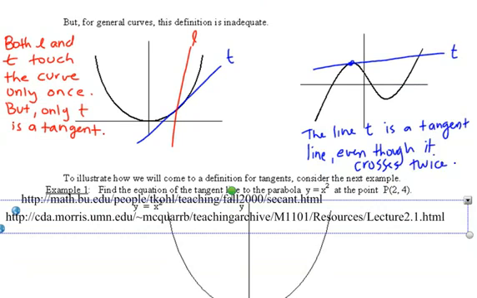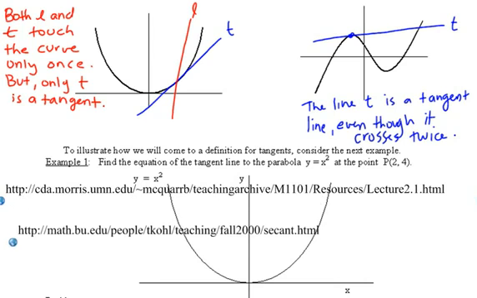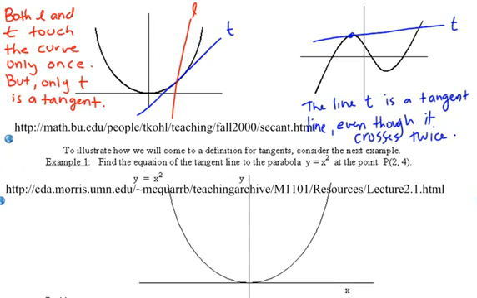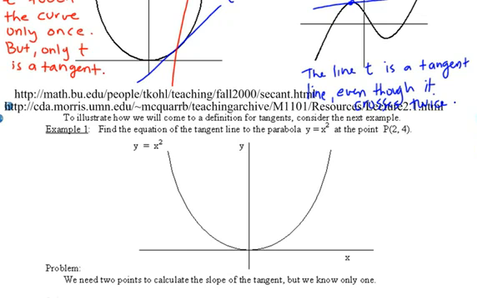Okay, so to illustrate how we come to a definition for tangents, we're going to consider the next example. Where do I move these? Up here. We'll get to those in a second. So here's our equation, y equals x squared. And it says find the equation of the tangent line to the parabola y equals x squared at the point (2, 4). So let's approximate (2, 4) right here.